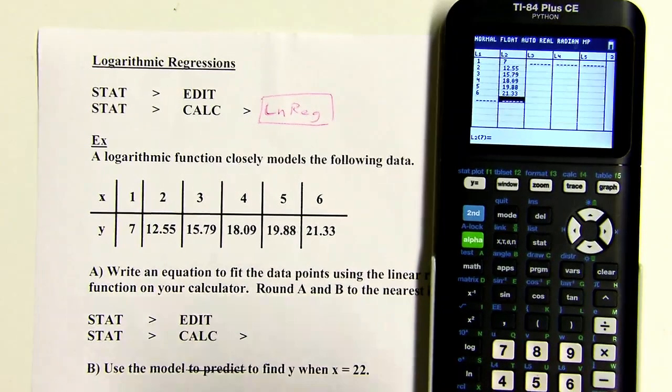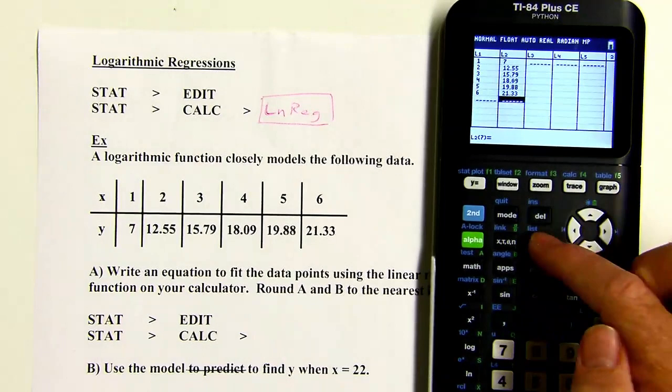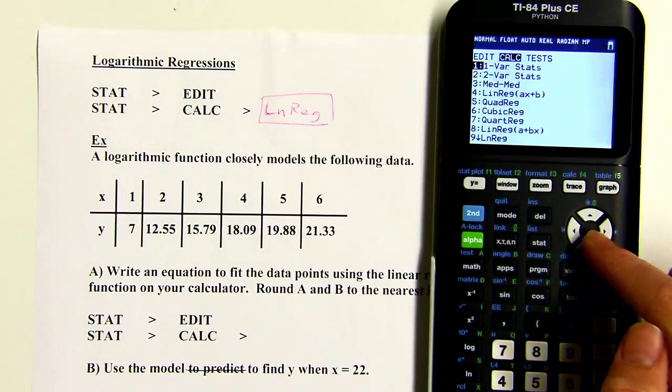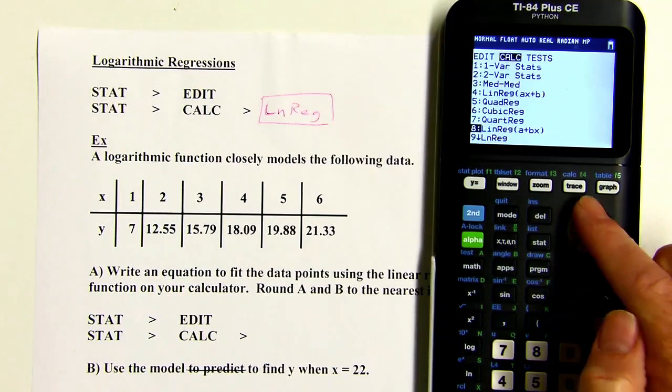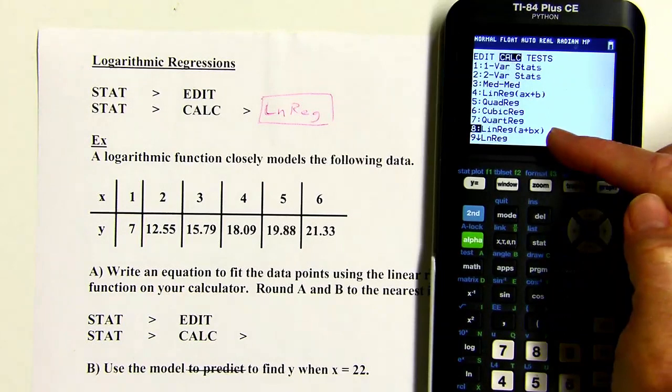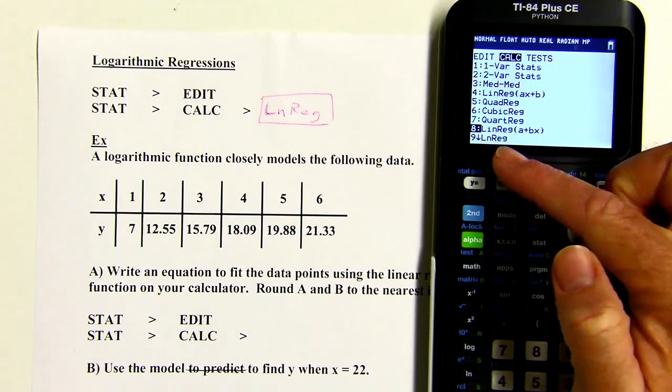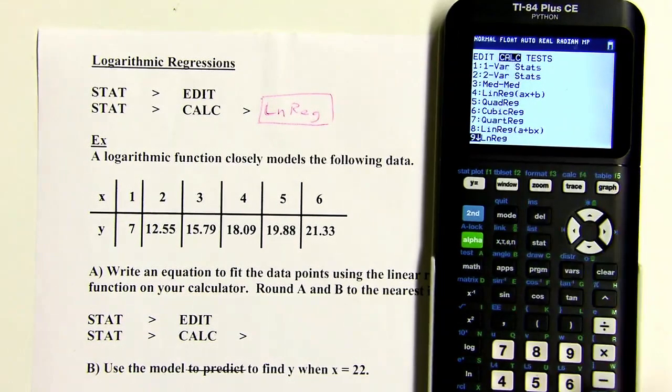Okay, just double checking for typos. I think I'm good there. Once you get it in, you can go back to the stat menu and go over to calc. And now we're going to choose, it's easy to choose a linear regression on accident because it's just one letter difference, right? But we want the LN reg, this one. We want a natural log regression.